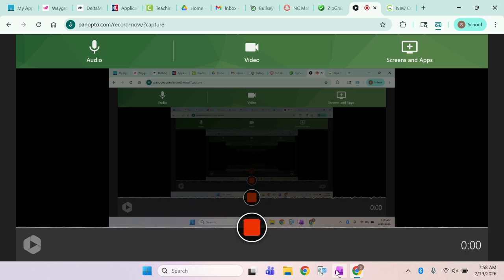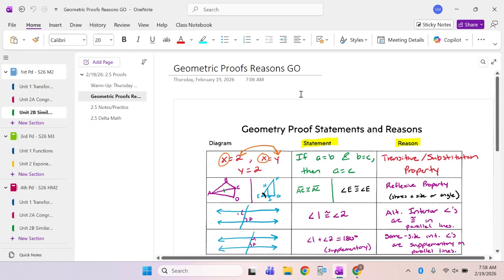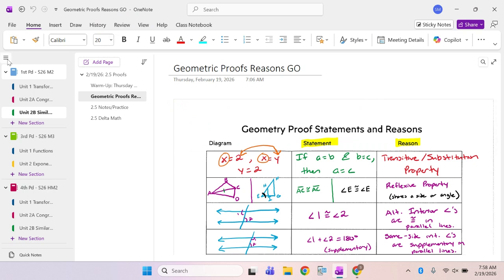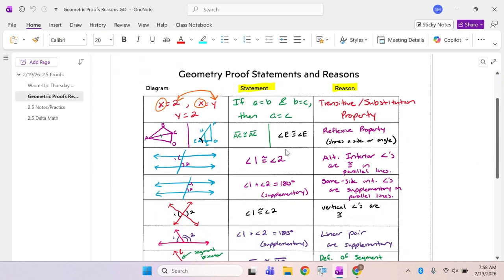The graphic organizer is just some general statements that you may see. So for example, reflexive property. We talked about that earlier this week. Remember, reflexive property just means they share a side or they share an angle. So you can set the same side congruent to itself. And why is that? Because of the reflexive property. That's why we can do that.